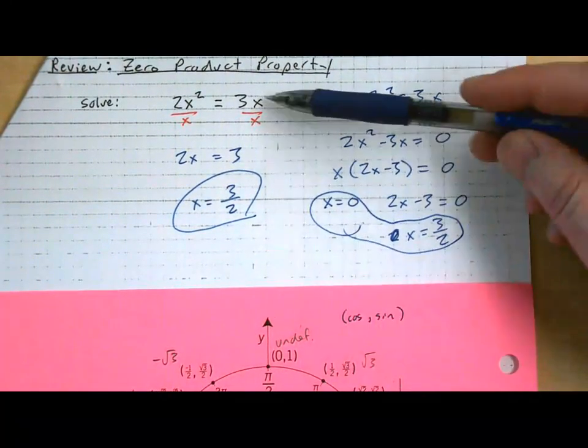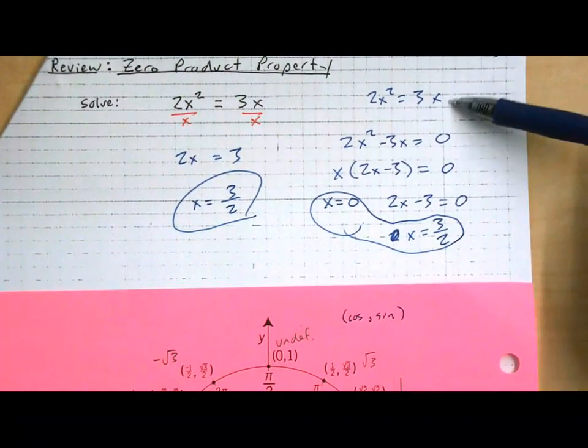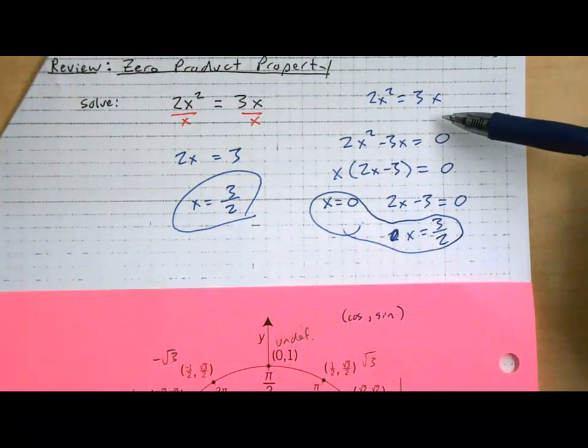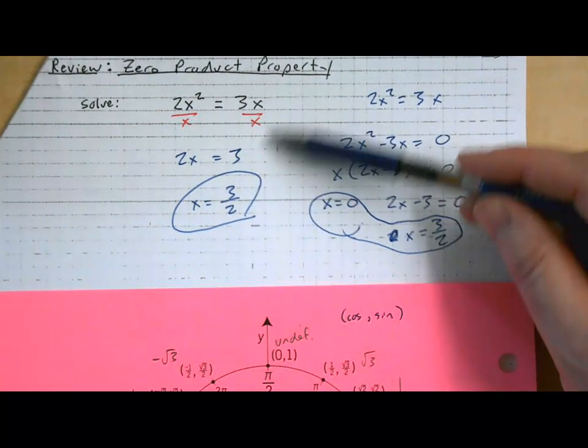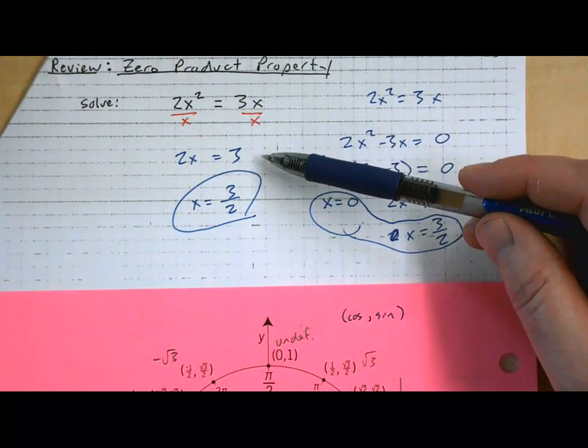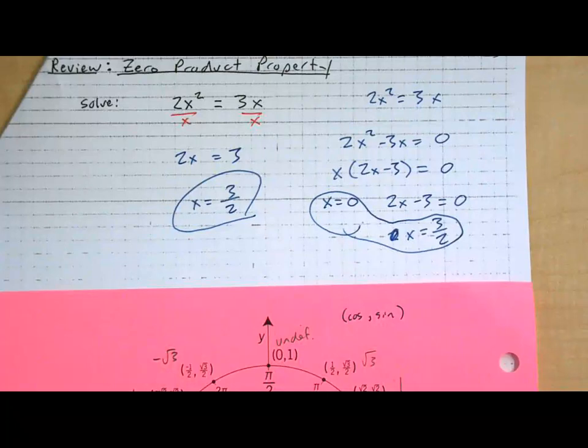Now, can you convince yourself that 0 is a solution to this equation? If you plug 0 in, it works, right? This method did not give us that solution. So we always want to avoid dividing both sides by something that includes a variable, because when you do that, you tend to lose solutions.